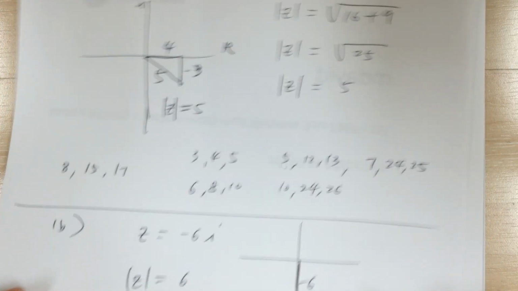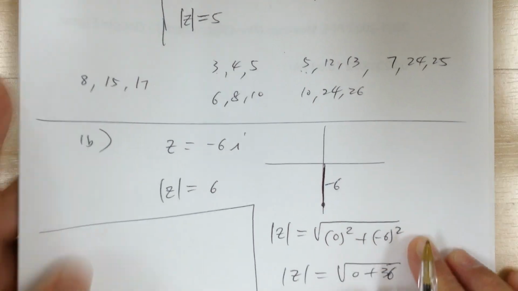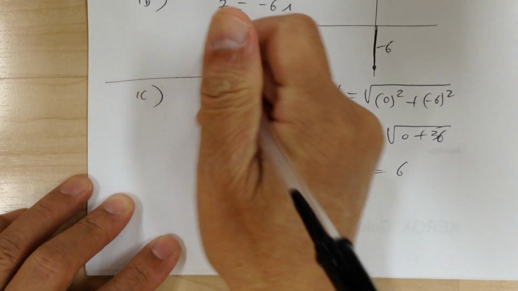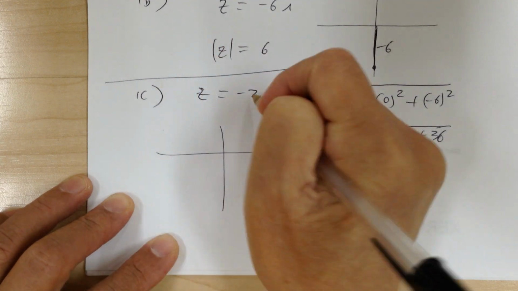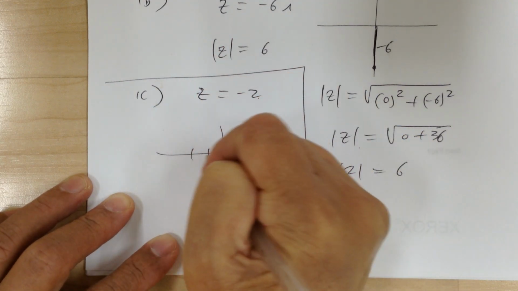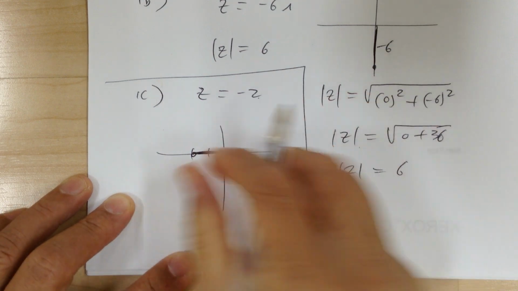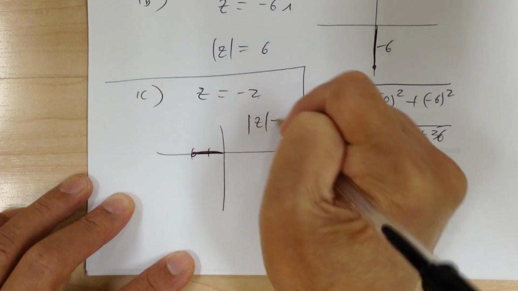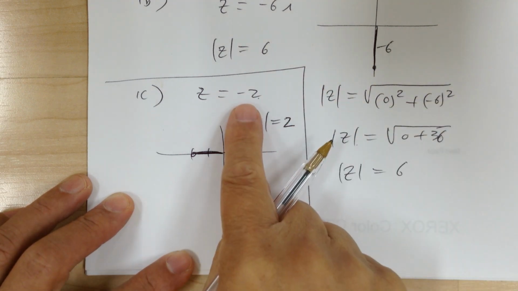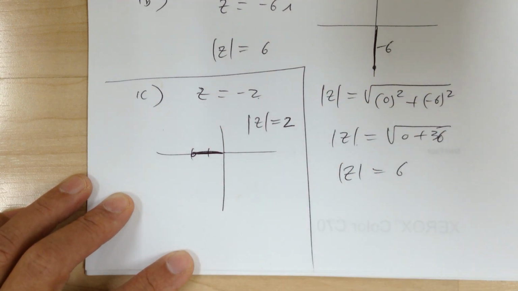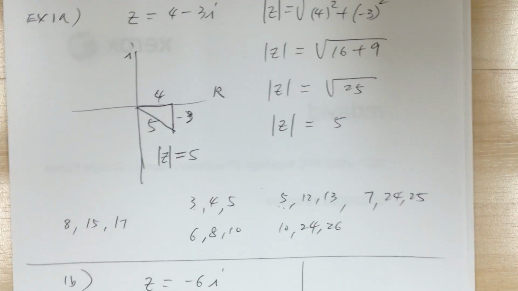Okay, let's go to C. Actually, we can do C over here because C is super easy. Example 1c, you're looking at z equal to negative 2. This is a real number, so negative 2 is going to be right over here. The length of that will equal 2, and it makes sense. If you take the absolute value of that, you get 2. Again, you can use the Pythagorean theorem or you can just sketch it out.